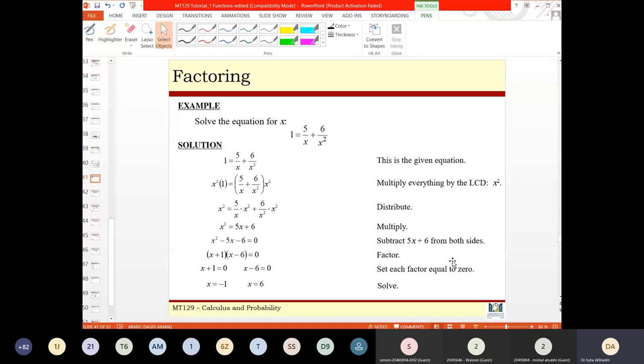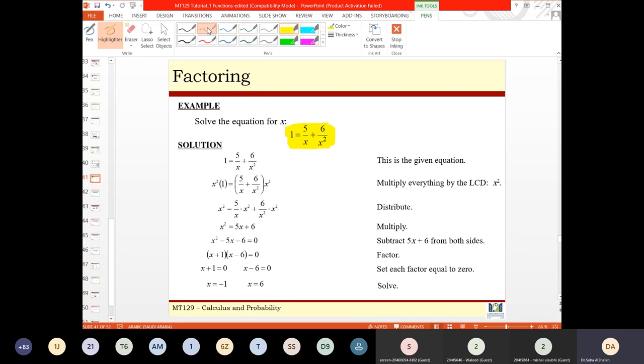Let's move to the next example. Now solve this equation. What do you think? Do you see the equation? It is an equation in x but it has fractions. And whenever we have a fraction, what do we do? What is the term I use? We clear the fraction. We clear our fraction, we cancel the fraction.